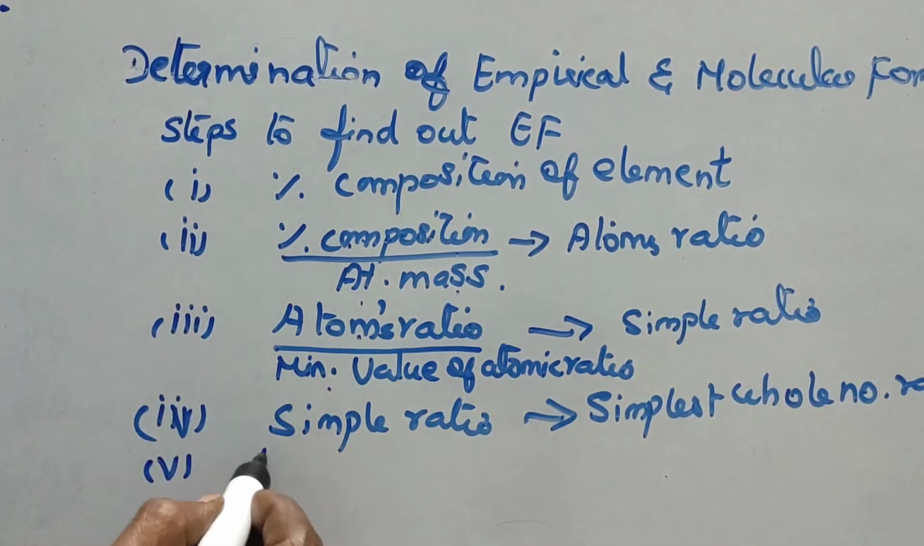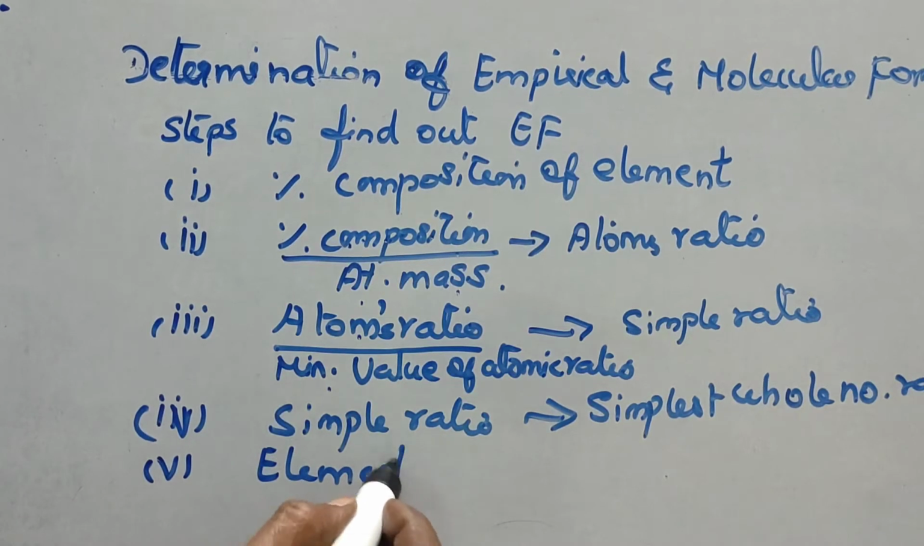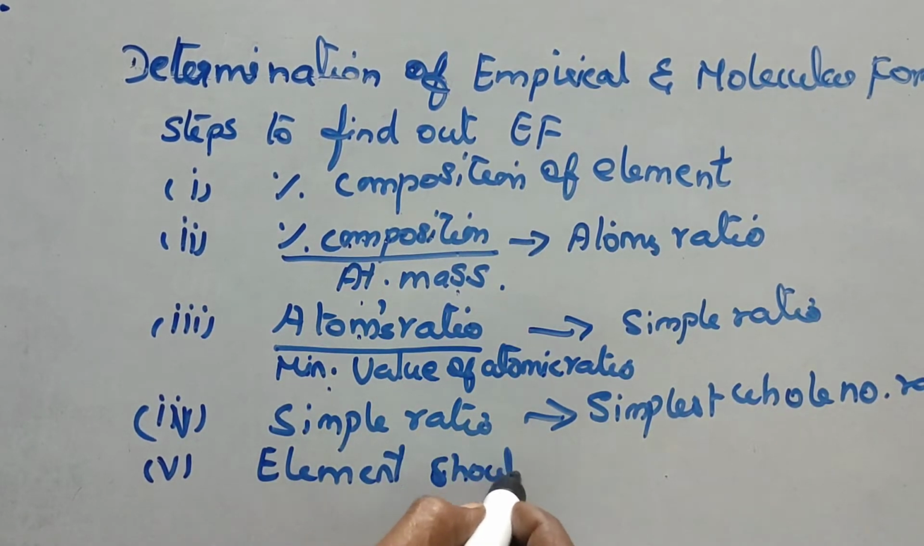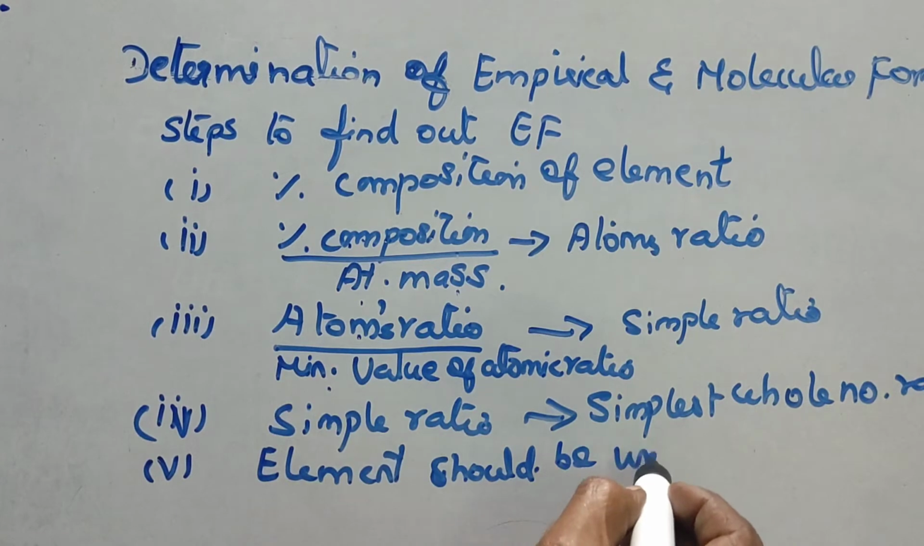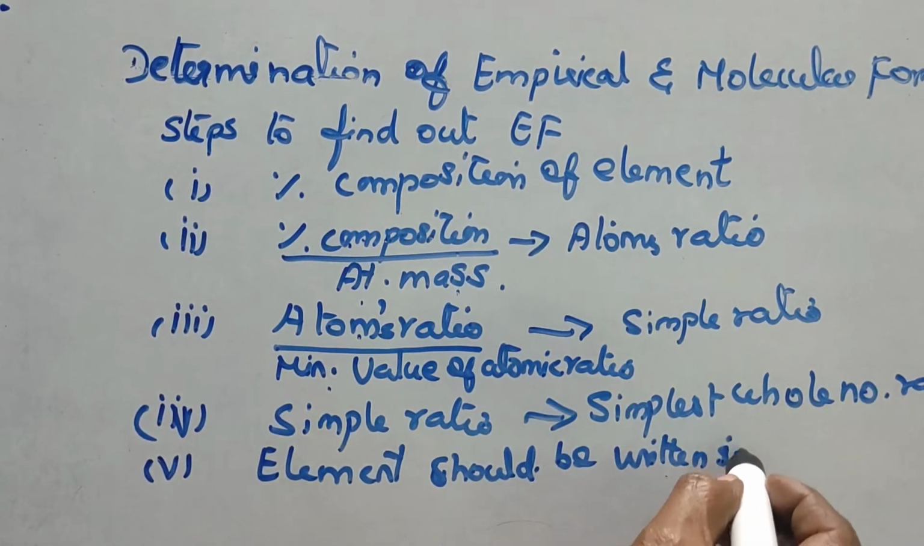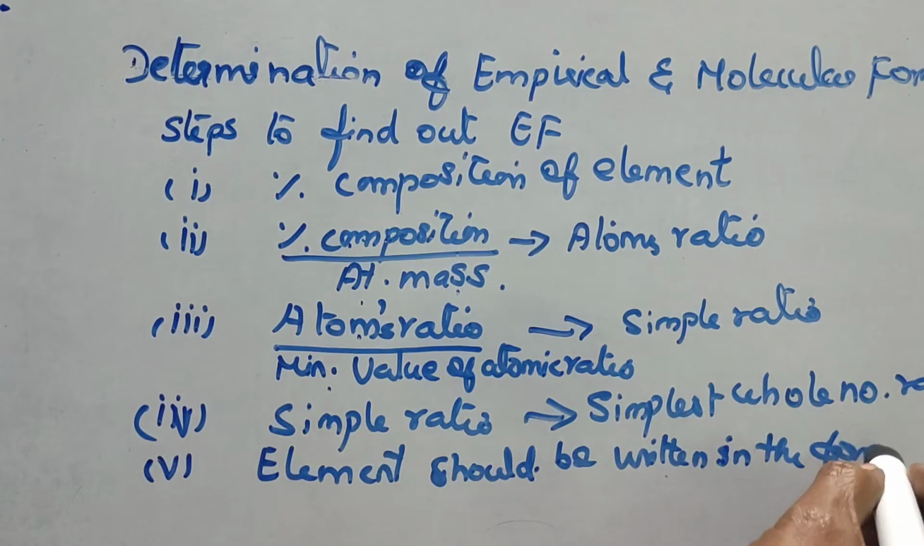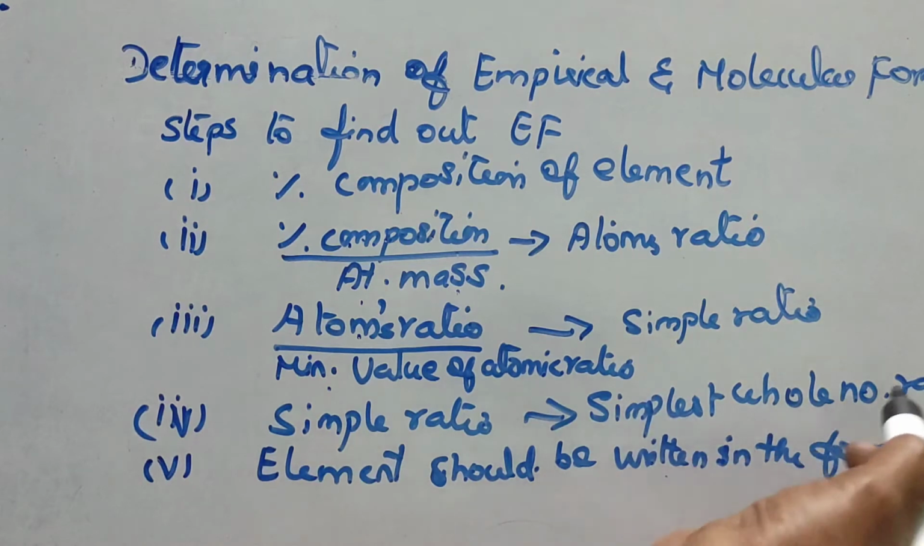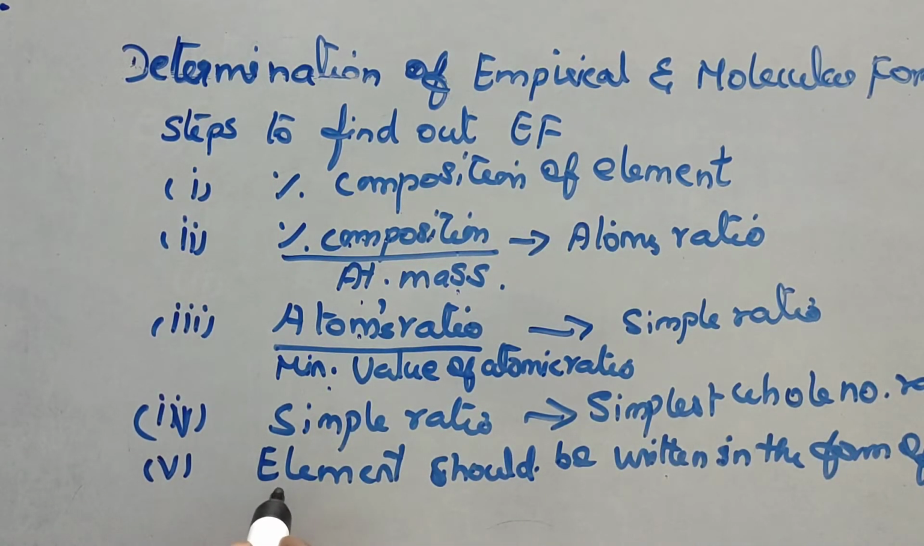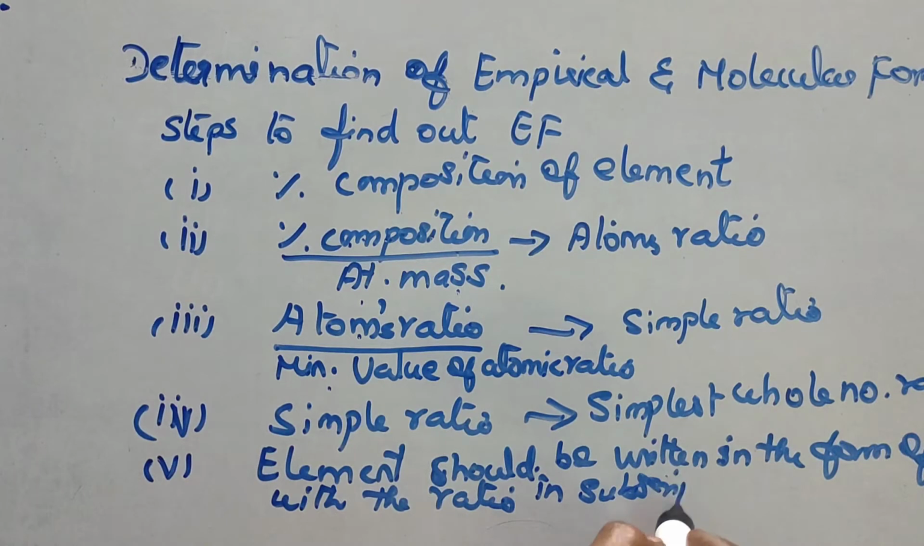Then at last, elements should be written in the form of symbols, with the ratio number in subscript. This is empirical formula.